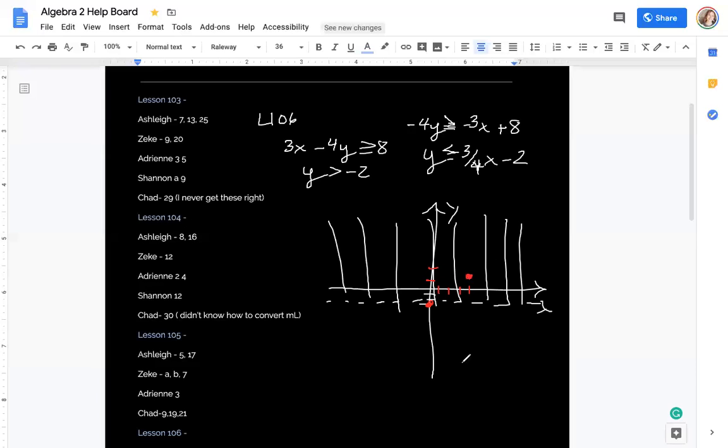This is not a dotted line. So it's going to go like this down here. And we are going to put arrows on the end. And this one is less than, so it's going to be under here. So where do they overlap? Well, the overlapping part is right in this area. So that's your solution, where it overlaps. All these points in here make both of these inequalities true. Okay, so that is it. Any other questions we will deal with tomorrow.